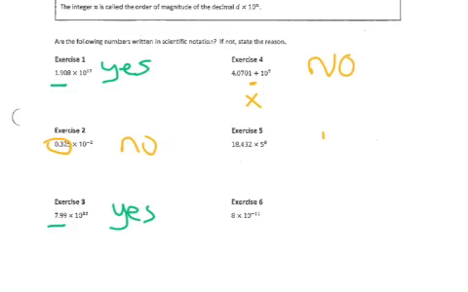Exercise 5 also is not in scientific notation, and it's not because this value right here is not between 1 and 10, and also that 5, scientific notation is never expressed with a base of 5. It always has a power of 10. And for exercise 6, yes, this is in scientific notation because the 8 is in between 1 and 10, and it's multiplied by 10 to a certain power.